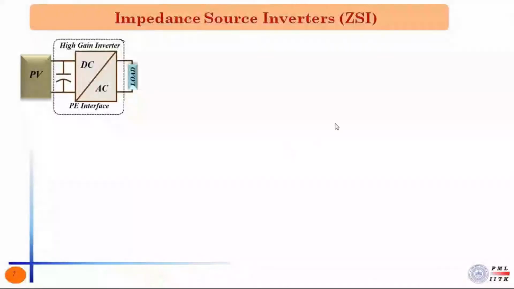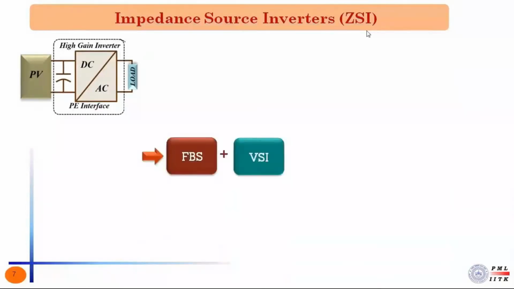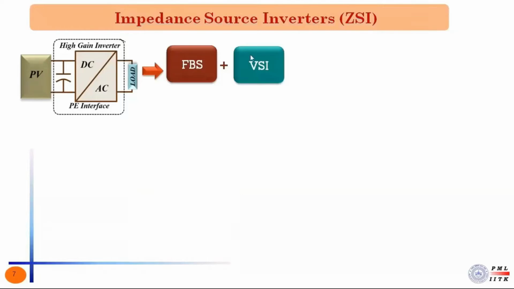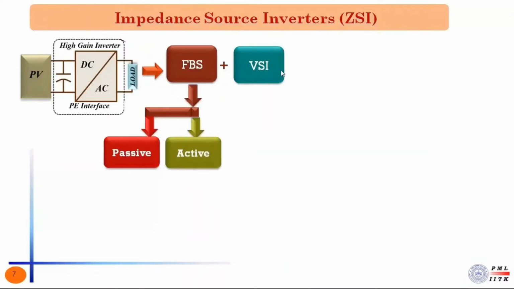Now, the single stage interface is also known as impedance source inverters or ZSI. So this ZSI has actually two stages, one the front end boost stage and the voltage source inverter stage. Now again, depending on the components in the front end boost stage, it can be categorized into passive, active, and coupled inductor based ZSI.